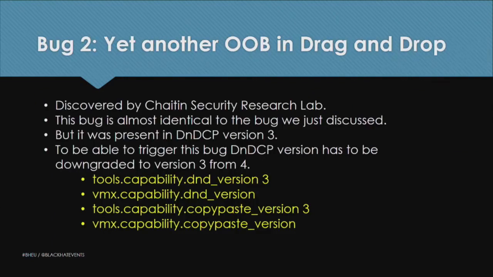So we have seen yet another bug that was uncovered in DNDCP. The interesting thing about this bug is that it is completely identical to the bug we have just discussed. But the only difference is that this bug was residing in DNDCP version 3. So to reach the vulnerable code from the guest operating system, the attacker has to downgrade the DNDCP version to 3 from 4. To do that, you simply send the following set of RPC commands from guest to host. Once the version is downgraded in the host, you can perform the exploitation in the same way we have just discussed.